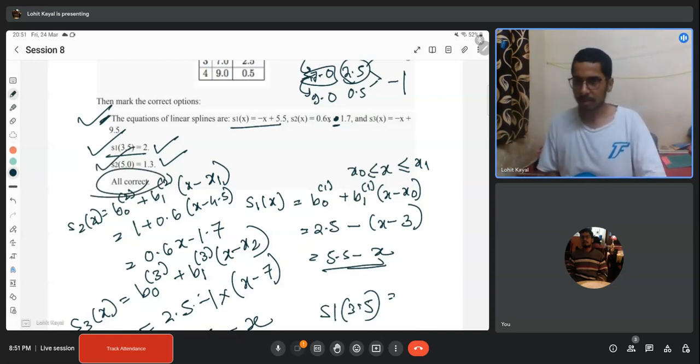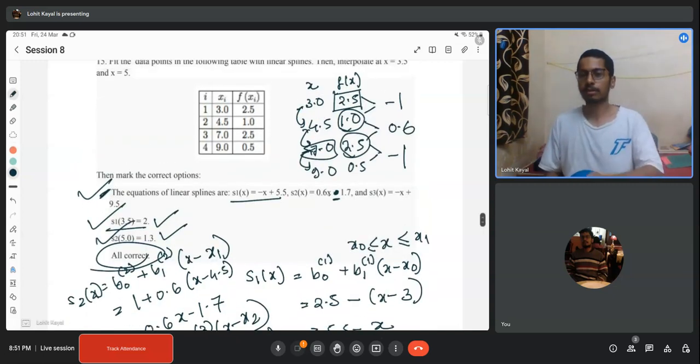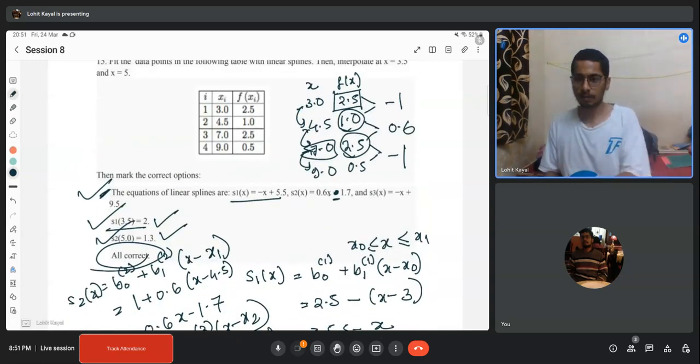So this is the basic idea of spline interpolation. The similar thing can be done for the quadratic and the cubic case also, but the calculation will be lengthier. The basic idea is we divide the whole data set piece by piece and try to fit a polynomial in each piece, and we connect each piece.